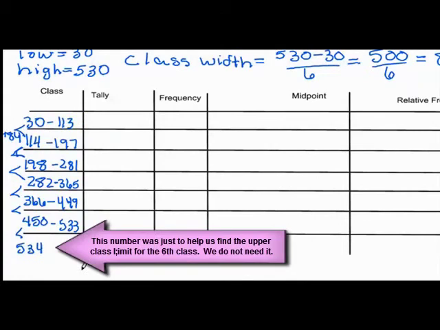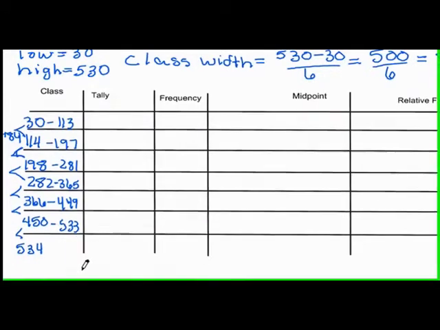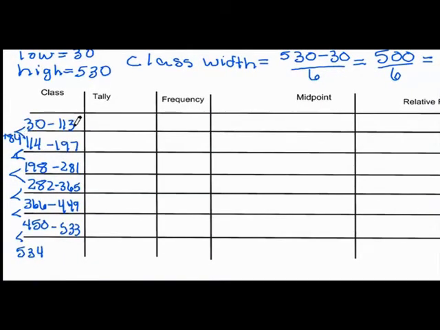The next step is to do the tallies. To do the tallies, we go through each data number that they give us. The first number is 91. Where is that going to go? That's in the 30 to 113 class, so we put a tally there. I'm going to go across. 472 goes down here. 279 goes in this group right here between 198 and 281. 249 also goes there. 530 goes in the highest class. 376, 188, 341, and so on. Then you'll do a tally for each number.